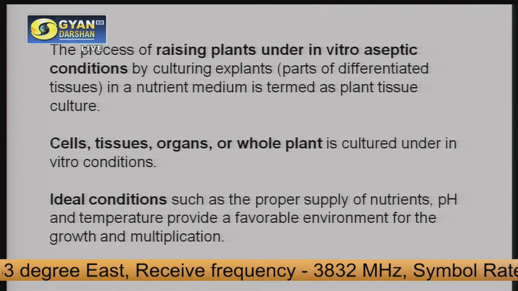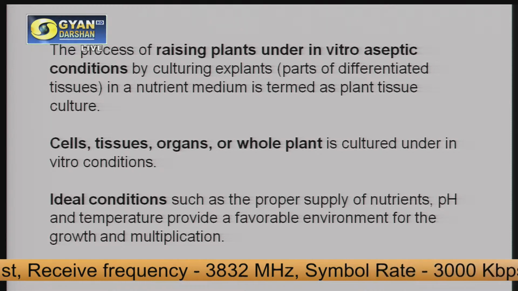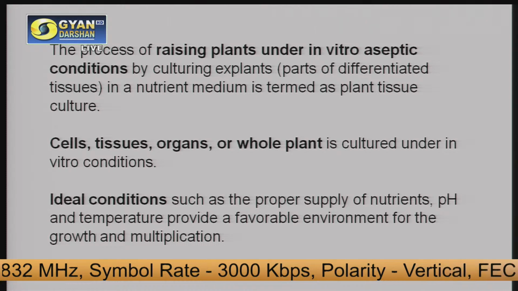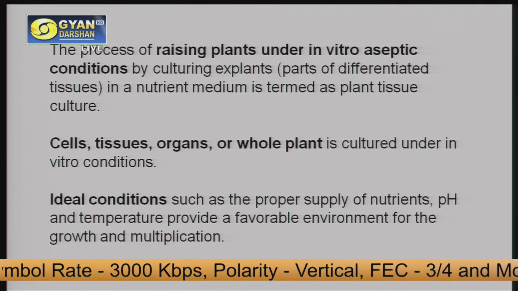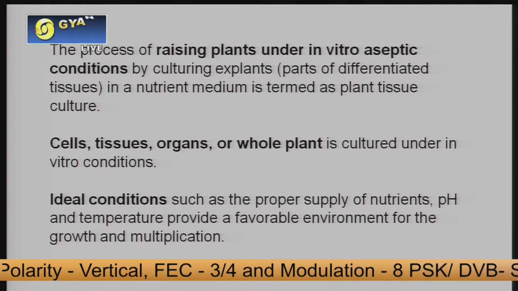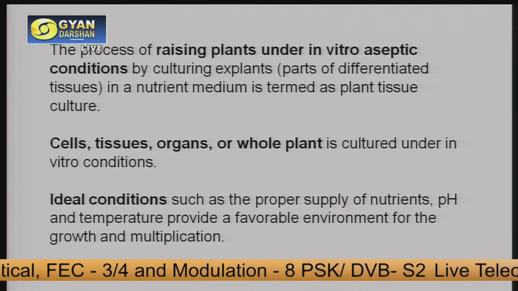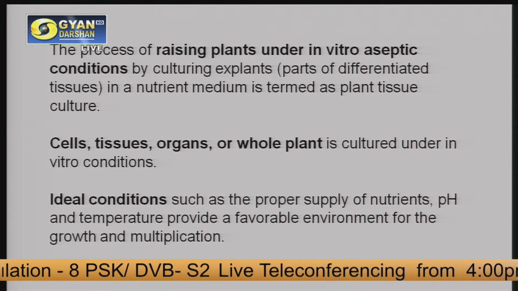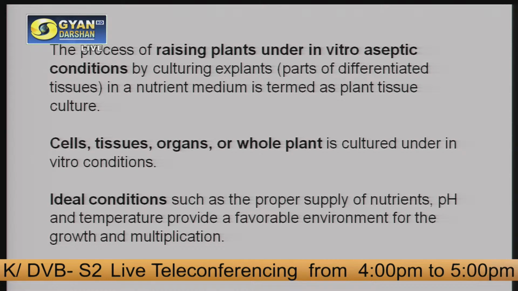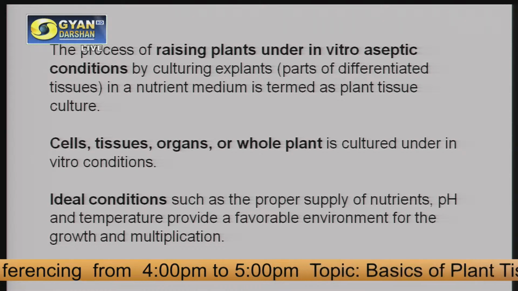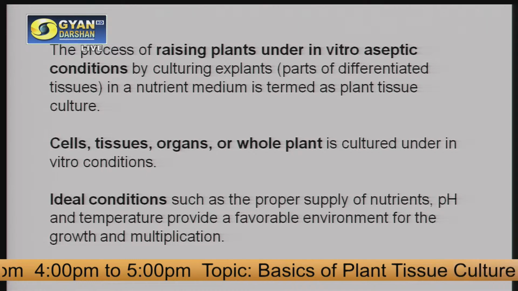So what is meant by tissue culture? You can see it is the process of raising the plants under in vitro aseptic condition. Aseptic condition means a sterile condition, by culturing the explants. What do you mean by explants? Explant means any plant part. It can be a somatic, vegetative cell, or it can be any reproductive cell. And you culture them in tissue culture medium or in a nutrient medium.